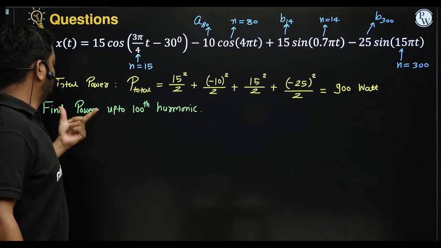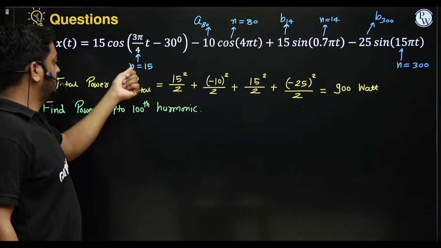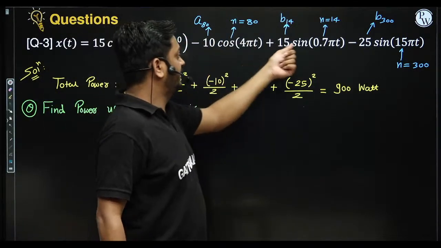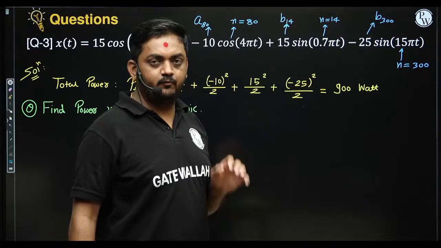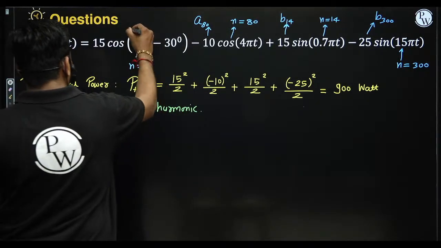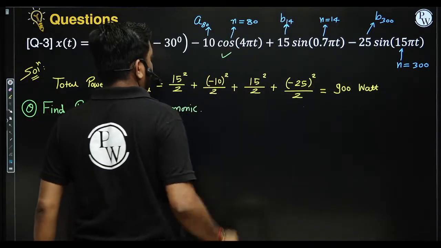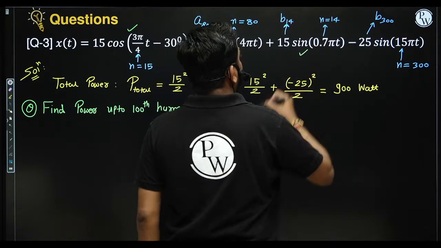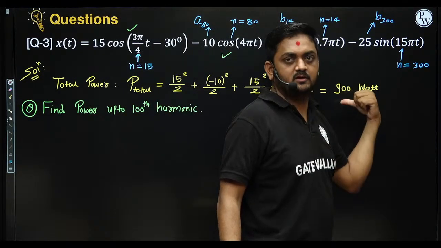But now suppose they are asking to find power up to 100th harmonic, then first of all you have to find this number: n equal to 15, n equal to 80, n equal to 14, n equal to 300. So up to 100th harmonic, how many terms do you have to consider? N equal to 15, yes, you have to consider this, guys. N equal to 80, yes, this also will come into the picture. N equal to 14, yes. But n equal to 300, guys, this will not come into the picture for this question, correct?